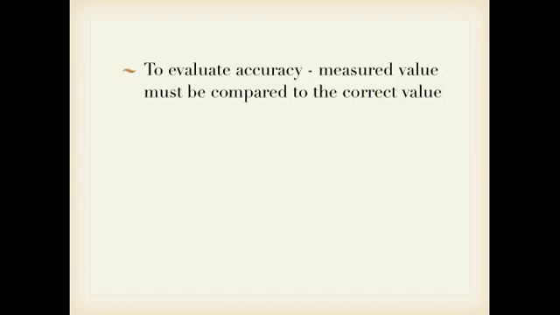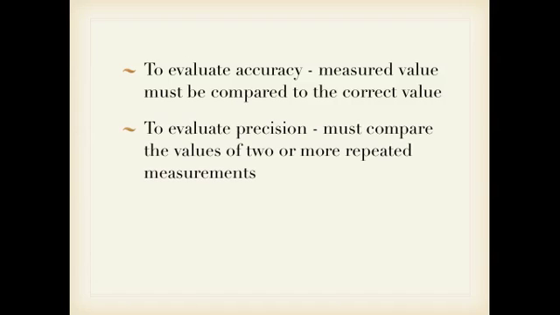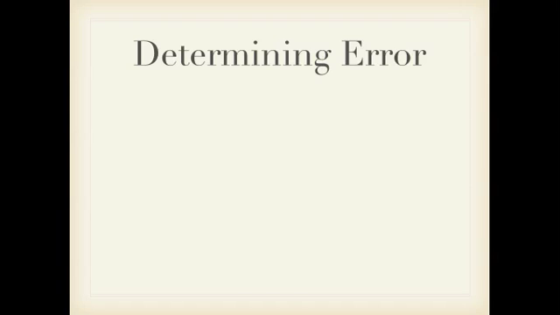That's the difference between those two things. To evaluate accuracy, we're going to take the measured value and compare it to the correct value. But we've got to know that. To evaluate precision, we want to be able to repeat what we did. Okay, and we'll do the accuracy, precision stuff in class tomorrow. All right, let's talk about error.